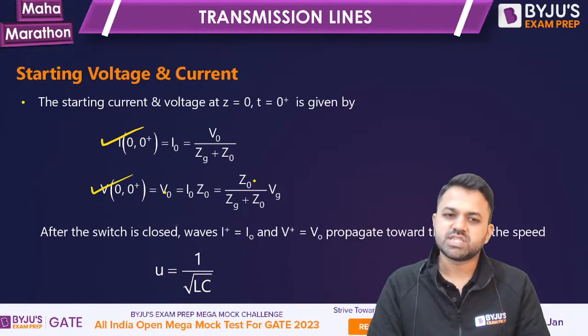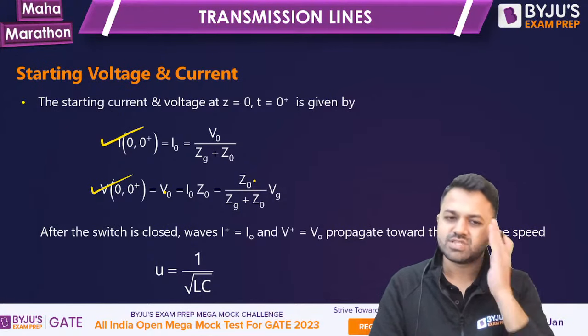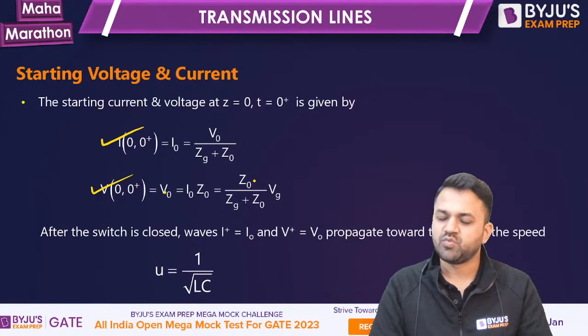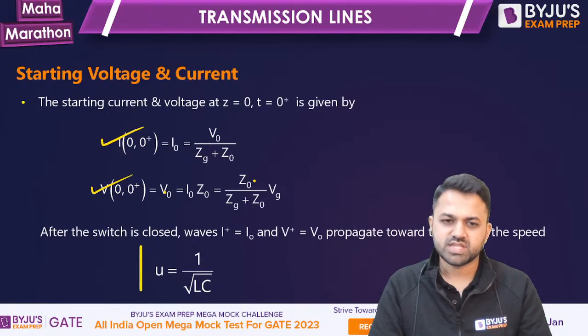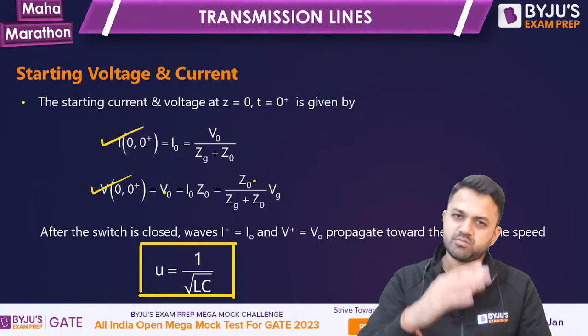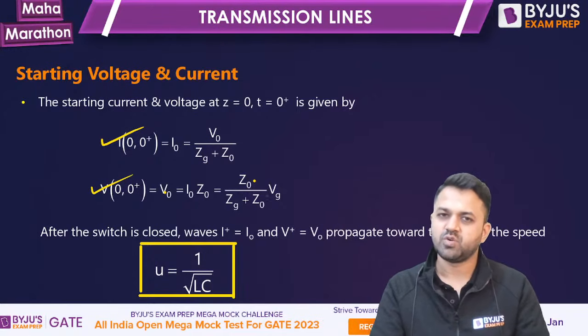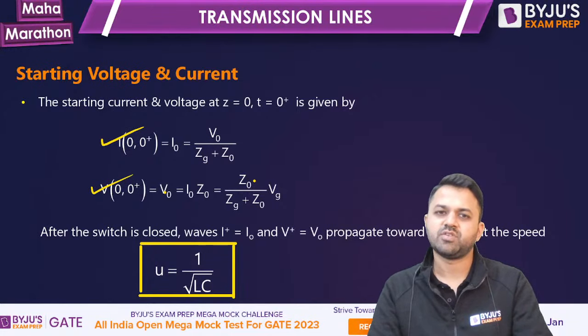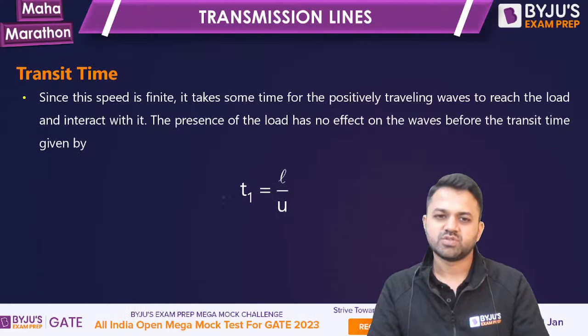After the switch is closed, I equal to I0 and V equal to V0 propagate toward the load at the speed of velocity u equal to 1 upon root LC. You can calculate the time it will take to reach from the source end, or the generator end, to the load end. It is the distance upon velocity, which is L upon u. That is known as the transit time.